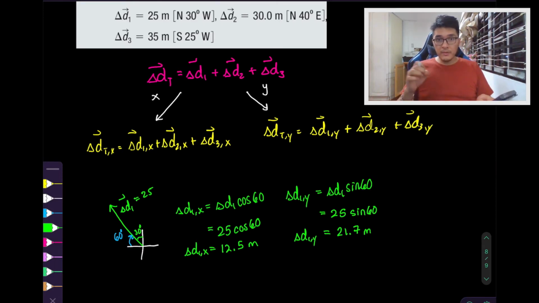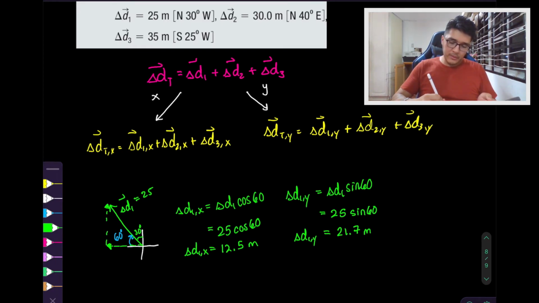Now we do have the components, but remember these are vector quantities, so you have to still keep in mind the direction that they were pointing towards. So the x component was pointing to the left and the y component was pointing up. So that's going to be helpful, all right?